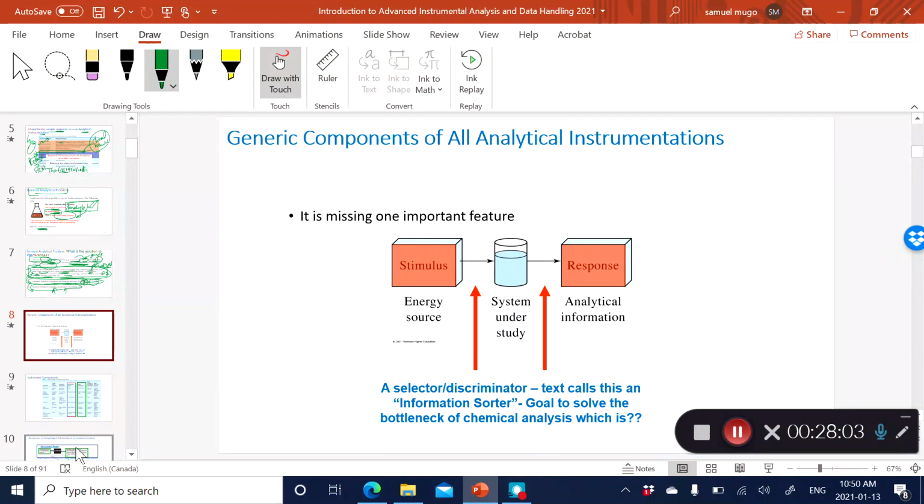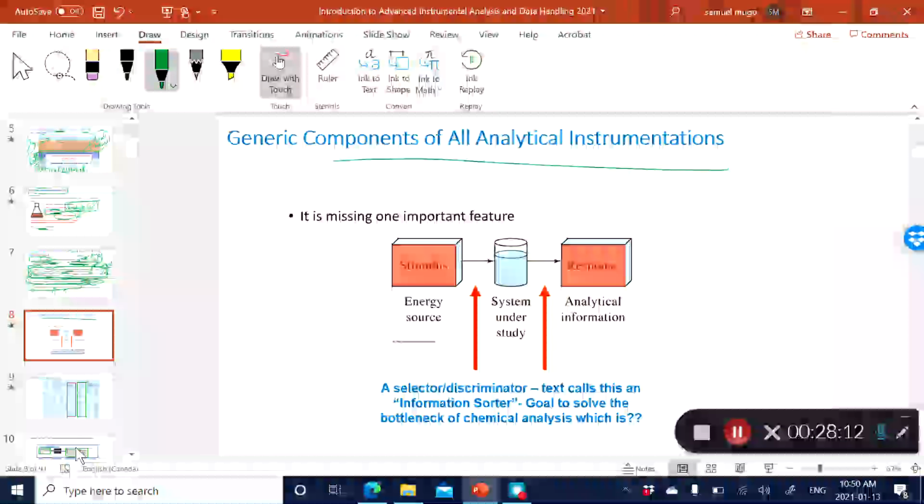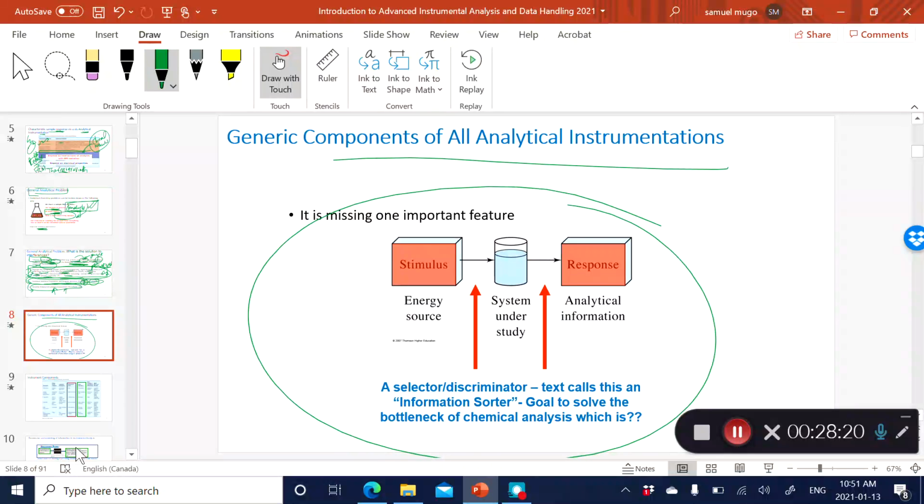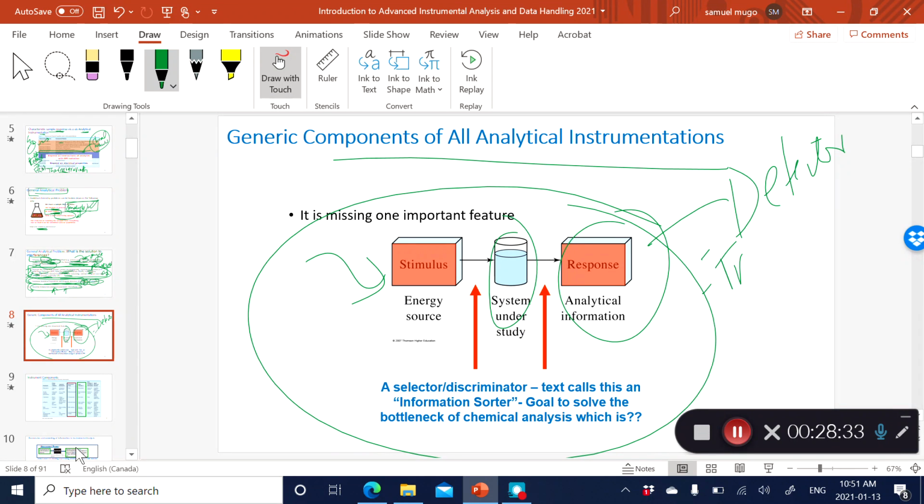So, maybe just recap again the generic components of all analytical instrumentation. If I ask you to capture the generic basis for all analytical methods out there, they look like that. They've got a probe, an energy stimulus, the sample that is being studied, and then you've got the response, or the detector, or transducer in this case, okay? And I'm going to talk a lot about the transducer.